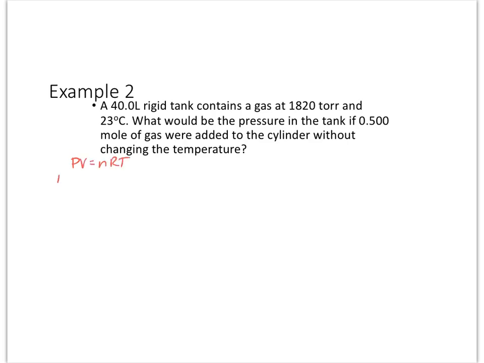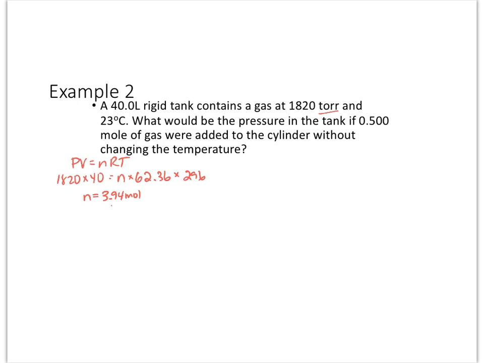So pressure is 1820 torr, volume is a 40-liter tank, n is what we're solving for. R, we're going to use 62.36 because our pressure unit is in torr this time. That's on the reference sheet. Temperature is 296 Kelvin. So n is equal to 3.94 moles initially in the container.